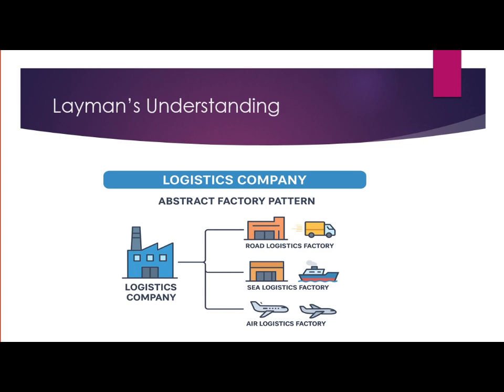So each family contains multiple related products that must stay consistent and together. You can't give the customer an airplane plus waterproof sea packaging, or a ship plus an air cargo invoice. That would be a mess. So instead of manually selecting each product, you simply say, give me the air logistics kit, or give me a sea logistics kit. And the abstract factory returns a matching set every time. That's the whole idea of creating a whole family of objects that fit together.